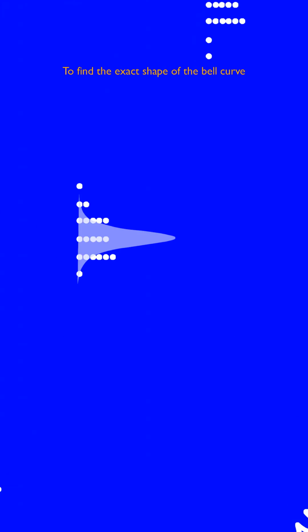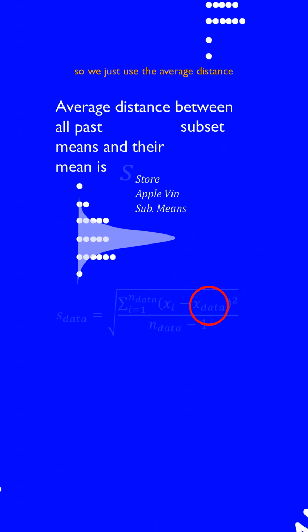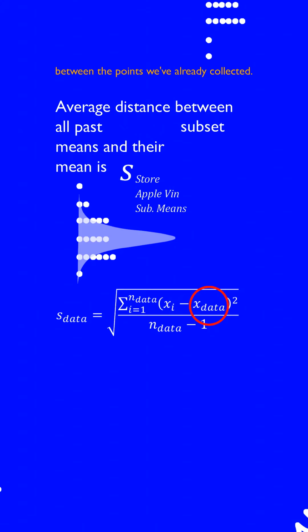To find the exact shape of the bell curve, we need the underlying average distance between the points we have now and the middle, and any points we might get in the future. Again, we don't have data from the future, so we just use the average distance between the points we've already collected. That smushes out the bell curve into another shape called a t-distribution curve.